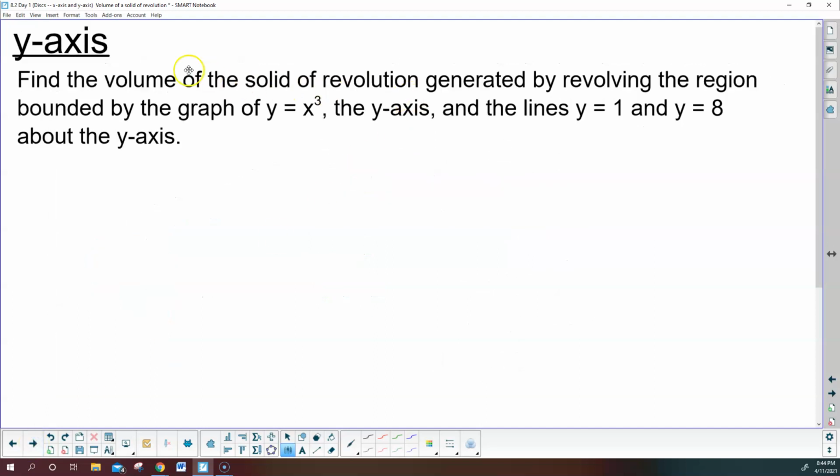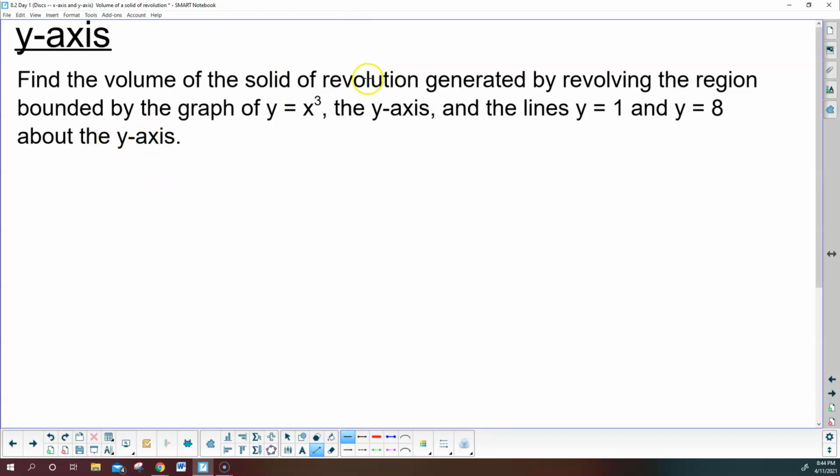All right, final example. What if I rotate about the y-axis? Now we have to change the way that an item is presented. And sometimes that means we have to adjust how the formula is written. So find the volume of the solid of revolution generated by revolving the region bounded by the graph of y equals x to the third, the y-axis, and the lines y equals 1 and y equals 8. And then we are revolving about the y-axis.